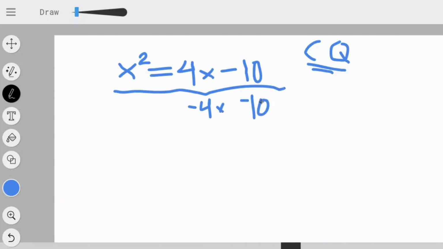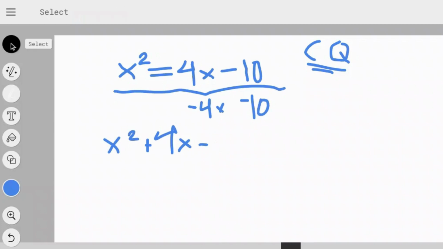Because that minus sign in front of the 10 does matter. And that's all going to go onto this side, and we're going to rewrite that as x to the second plus 4x minus 10. Oh wait, no. It's not going to be written as that. I can get rid of it. There we go. I don't know why I did that.